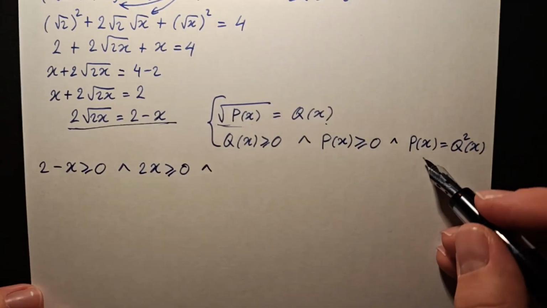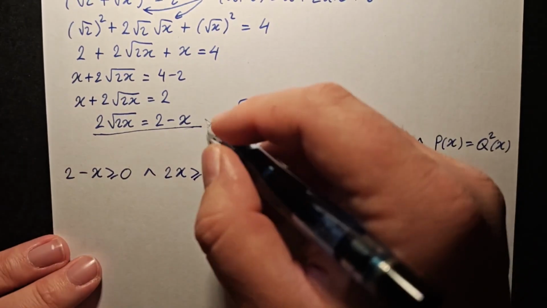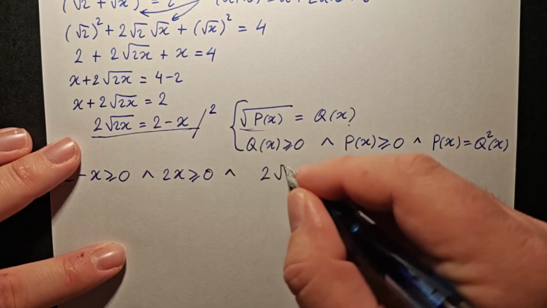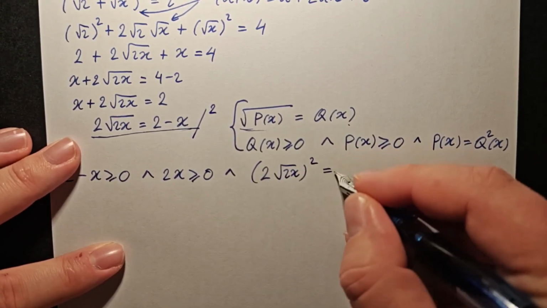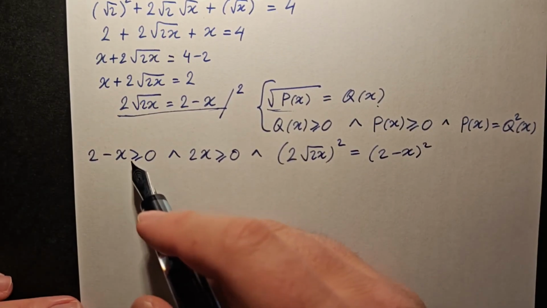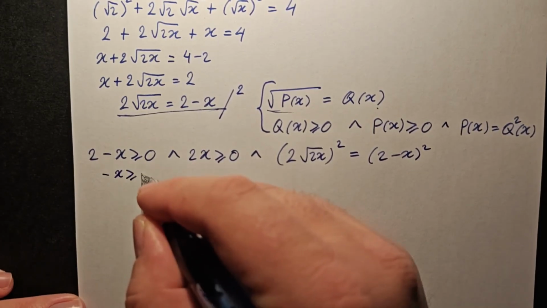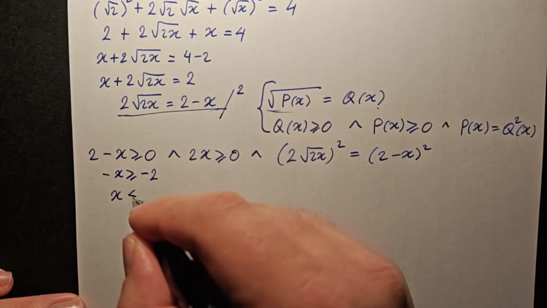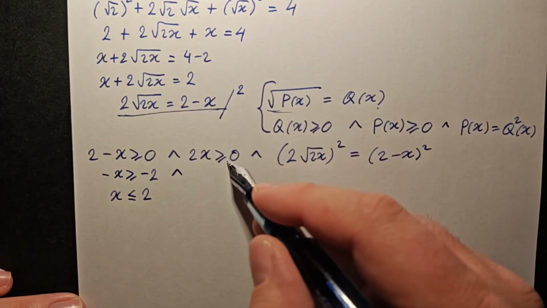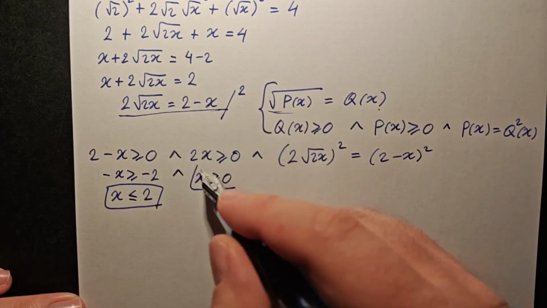And finally, we demand that p of x is equal to q squared of x, and that term we get just by putting this entire equation to the second power. So we get (2 square roots of 2x) squared is equal to (2 minus x) squared. This term 2 minus x is larger or equal to 0, well, it means that minus x is larger or equal to negative 2, and then we get that x is smaller or equal than 2. Conjunction 2x is larger or equal to 0, well, that means that x is larger or equal to 0.